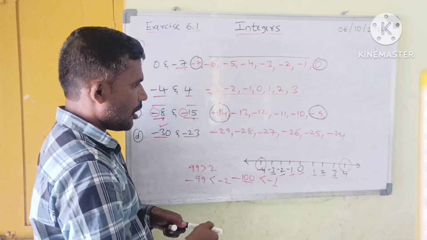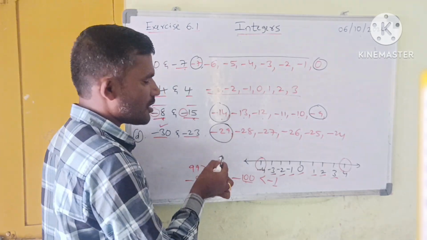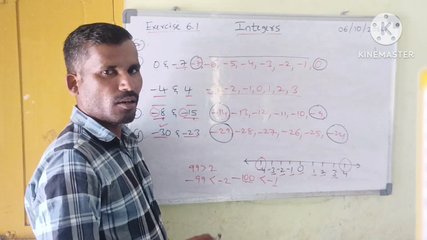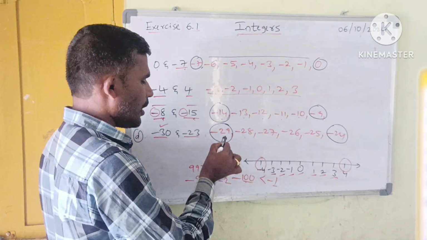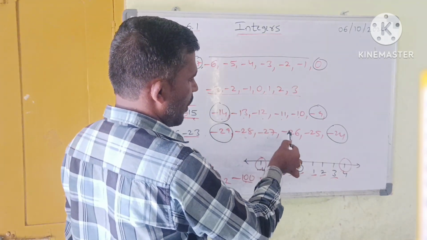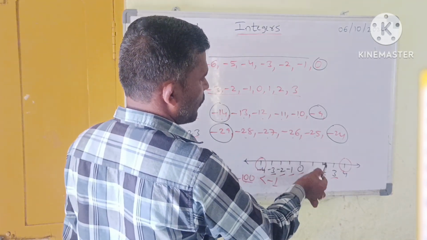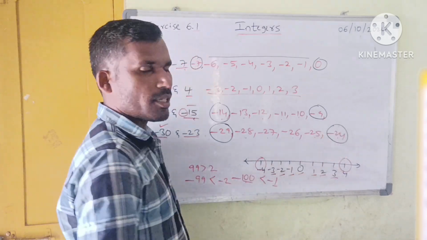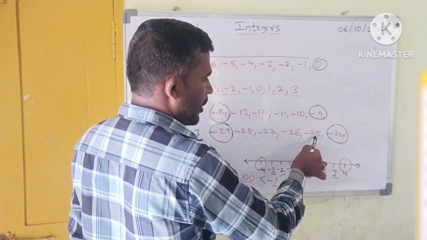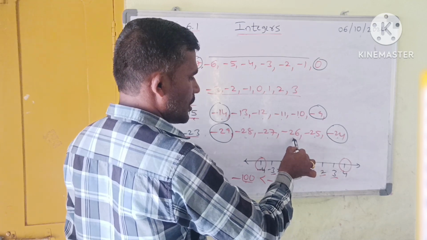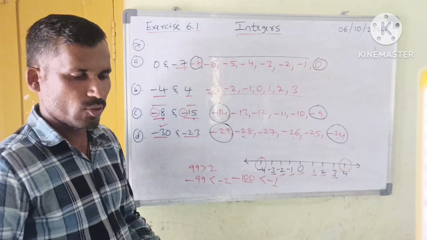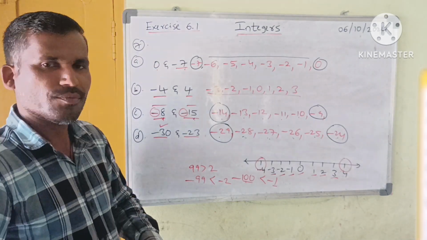So in these, also, minus 29 is the least, and minus 24 is the greatest or bigger value. So minus 29 is less than minus 28, minus 27, minus 26, minus 25 and also minus 24. Minus 24 is greater than minus 25, minus 26, minus 27, minus 28 and also minus 29.